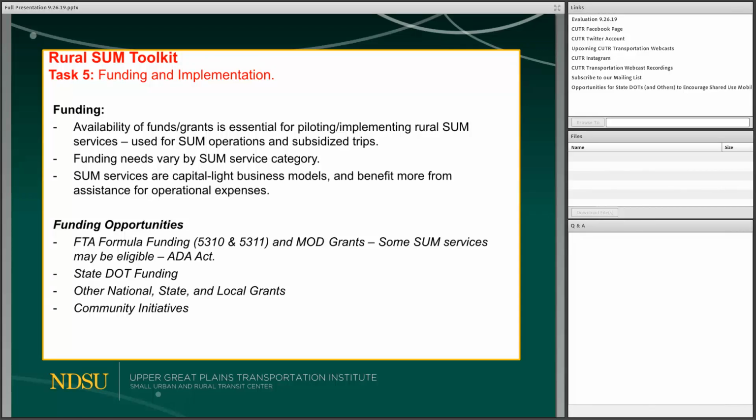As for FTA requirements, some services may be eligible for FTA formula grants, if they meet the definition of federal public transportation. For such services, rural agencies or transit agencies could be recipients, and they could contract out to shared use mobility providers as subcontractors. Shared use mobility providers themselves are not eligible to be recipients or sub-recipients of FTA awards. Similarly, more funding options are state DOTs and other national, state, and local agencies, and also some community initiatives.